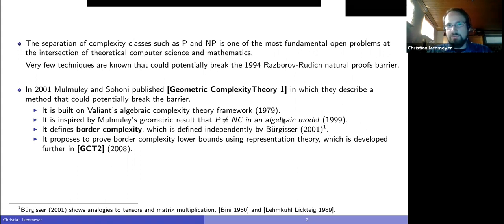You probably see my, or hopefully see my cursor, my mouse here. Otherwise you just tell me. So it's inspired by this geometric result. We do, perfect.